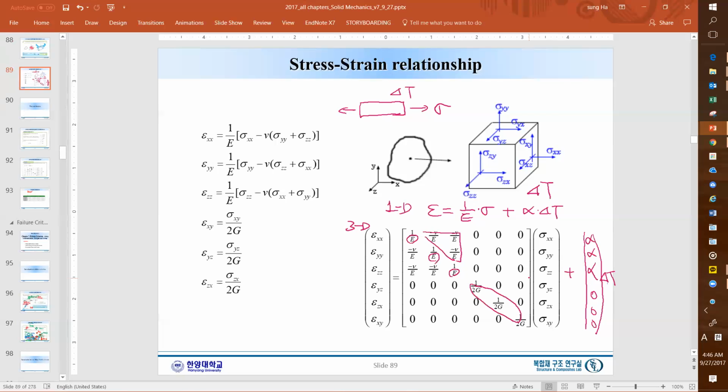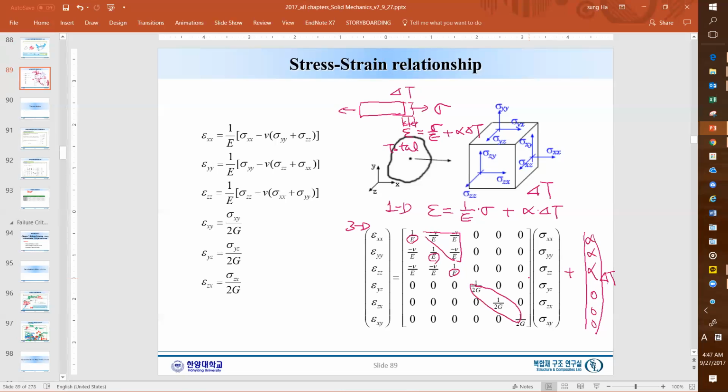Now, what will happen to this body? Since it is one-dimensional, we consider only axial extension. There will be a certain amount of strain proportional to sigma, which is called mechanical strain. And there will also be another strain. So two terms, one due to sigma and the other due to delta T, alpha delta T. This is the total strain, which we observe. That is important. So this total strain consists of a term due to stress and a term due to delta T.